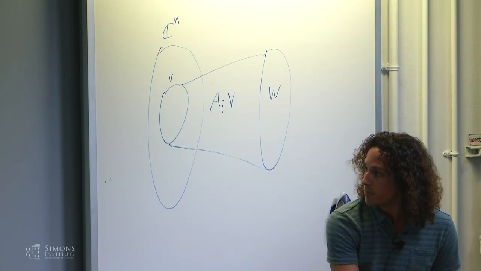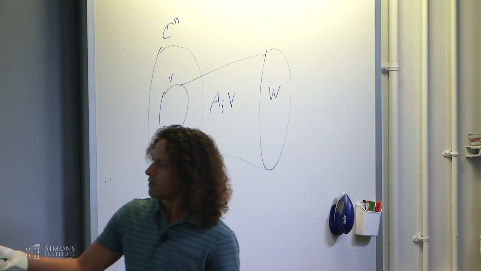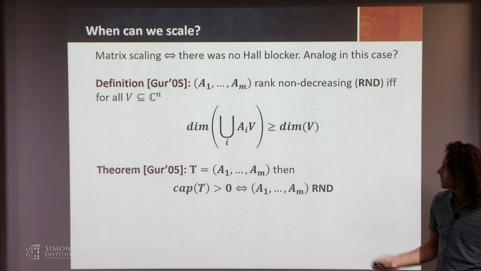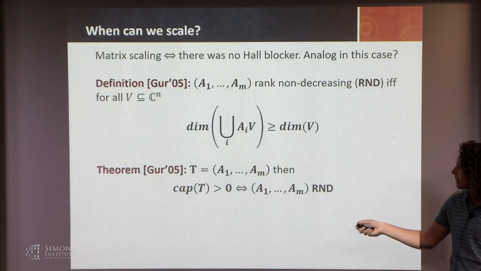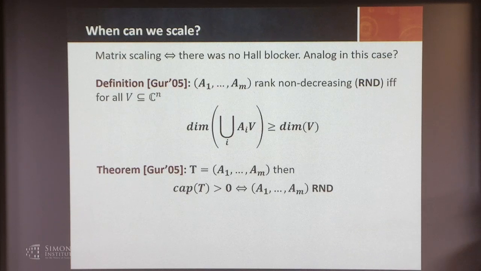He proved that, given my quantum operator, the capacity is bigger than zero if and only if this tuple is rank non-decreasing. So that's a combinatorial condition that gives you the capacity bigger than zero.